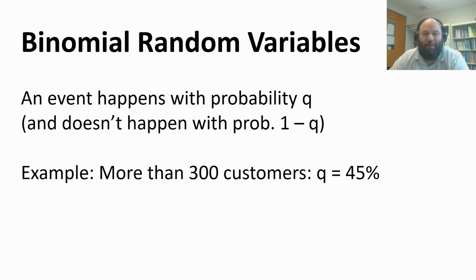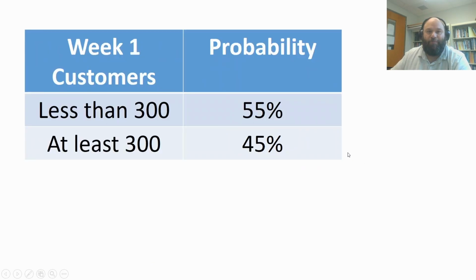Let's pursue this example regarding wanting to have more than 300 customers. And suppose that's because 300 customers is our break-even point. So we want to get 300 customers every week. So here's our probability for week 1. Less than 300, 55%, at least 300, 45%. Nothing surprising. I haven't told you anything new.